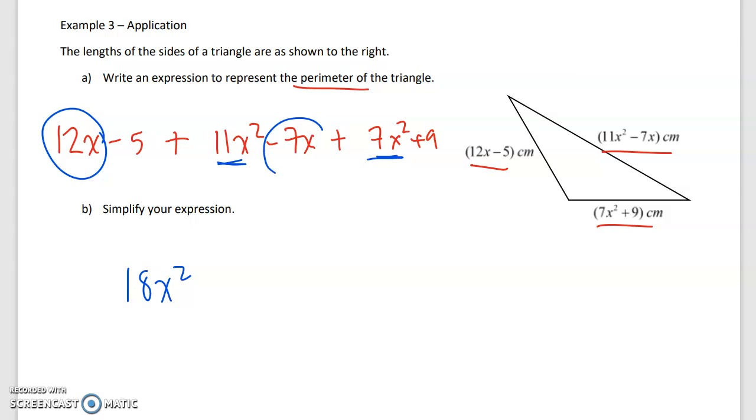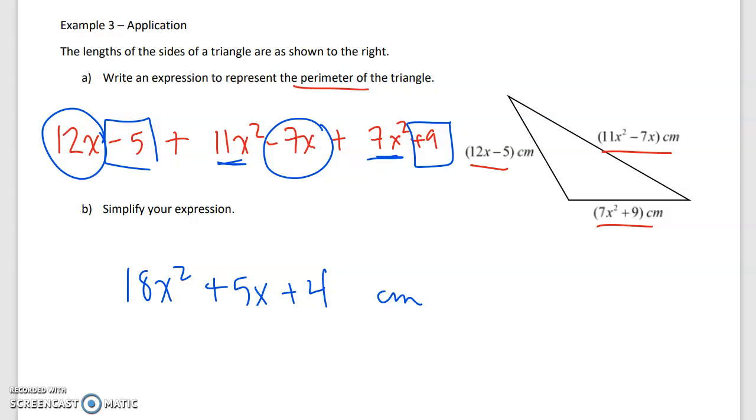I've got a 12x and a negative 7x, so that's positive 5x. And then I have a negative 5 and a positive 9, so that's positive 4. And then I would write centimeters. That is something I want you to make sure you know. We want to put units down. I guess technically I should put the centimeters up on that one as well.